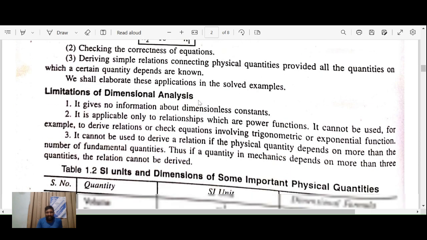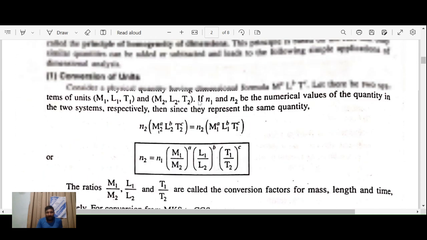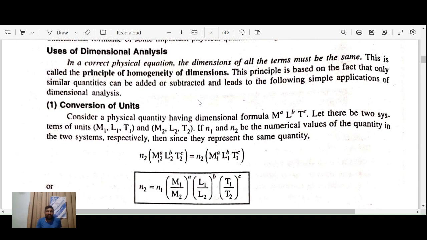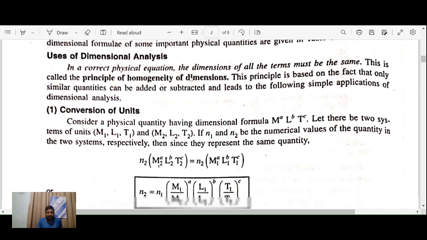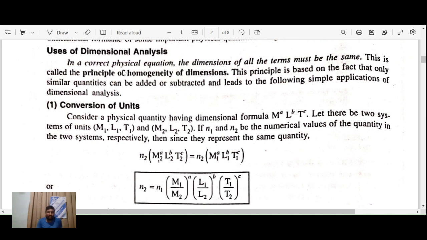Now look at this. Here, what I am going to tell is the use of dimensional analysis. Actually, why do you want to use dimensional analysis? Use of dimensional analysis, application. Actually, the first one is conversion of units. In the correct physical equations, the dimensions of all the terms must be the same. That's a very important one. They are asking this property. This property is known as the principle of homogeneity of the dimensions.